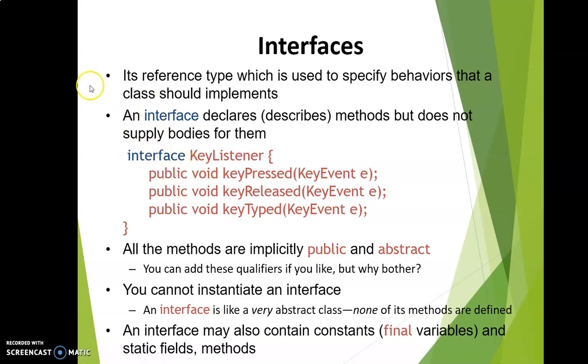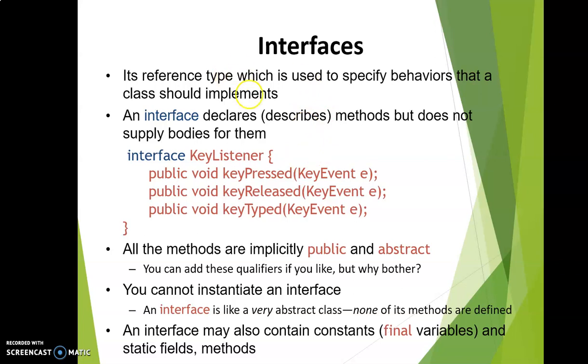So you don't have to provide even the abstract and public modifiers to this method, because all methods are implicitly public and abstract. As this is very similar to an abstract class, where it is only describing the method, not providing the body, we cannot create an instance of an interface. But obviously, there is a difference between abstract classes and interfaces, so we will discuss that.